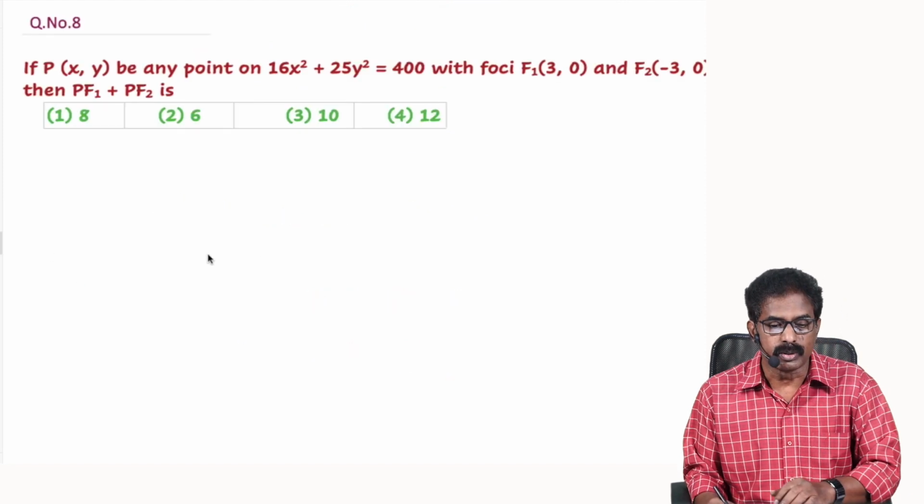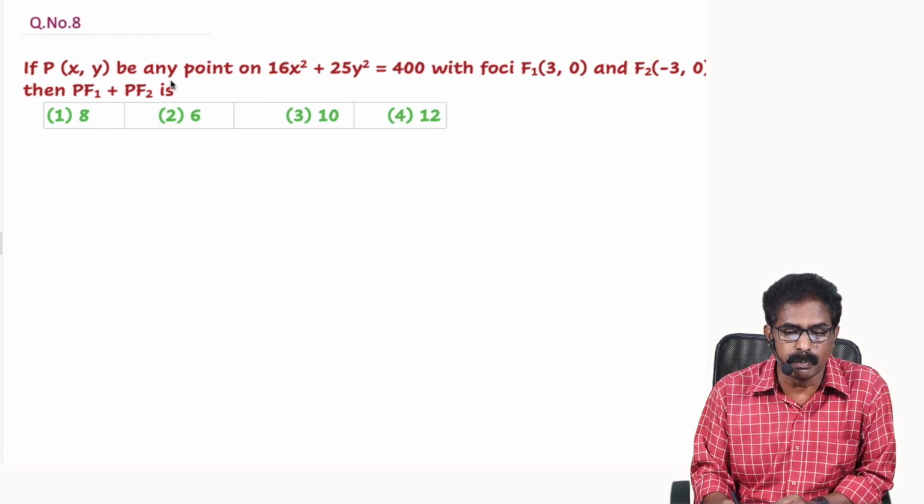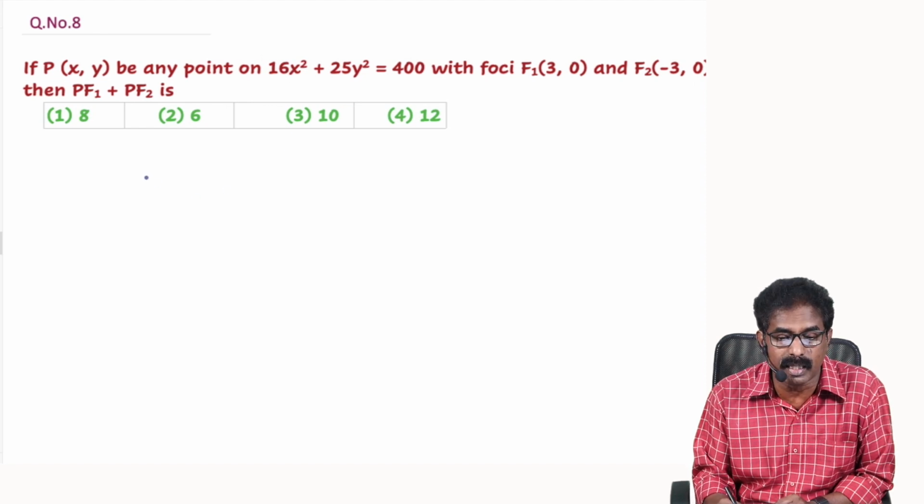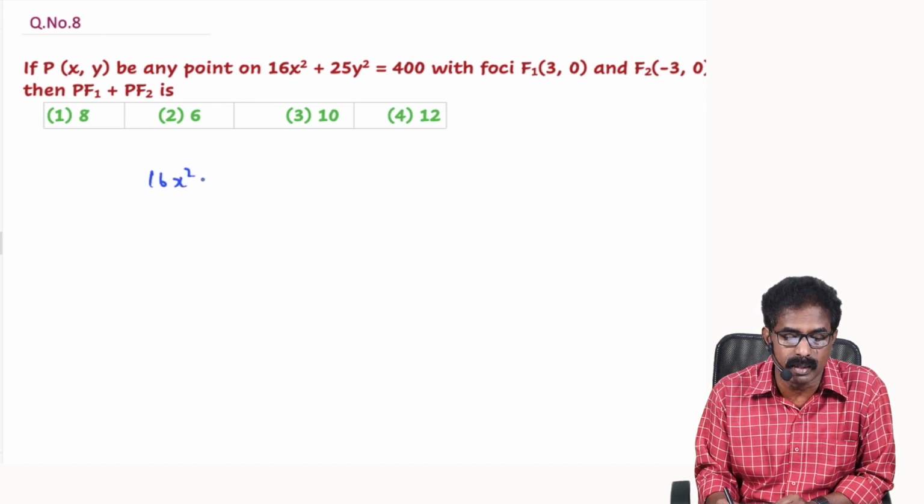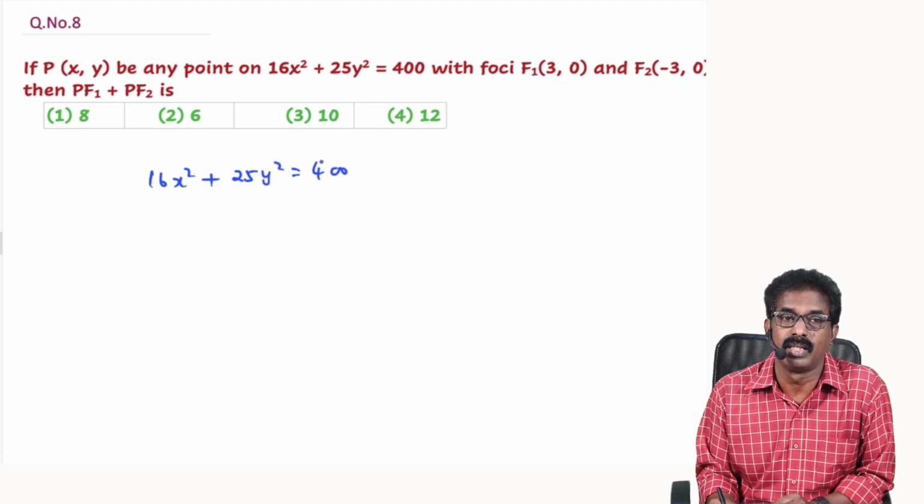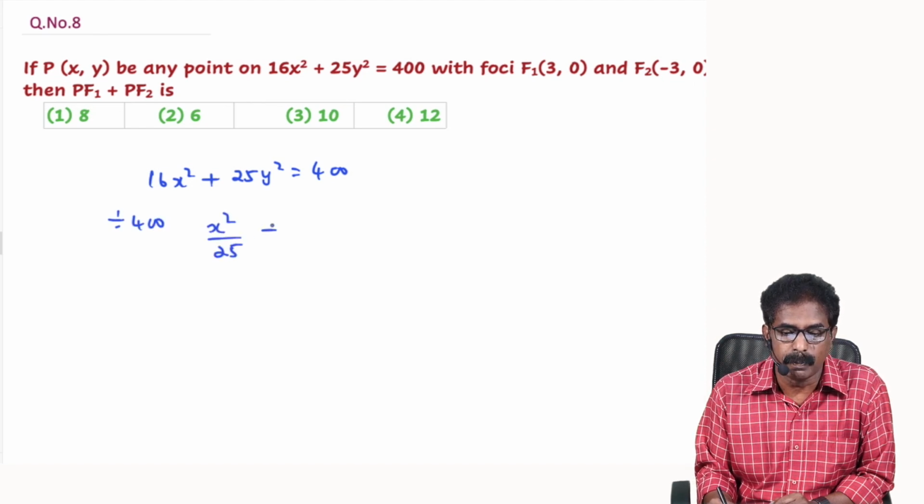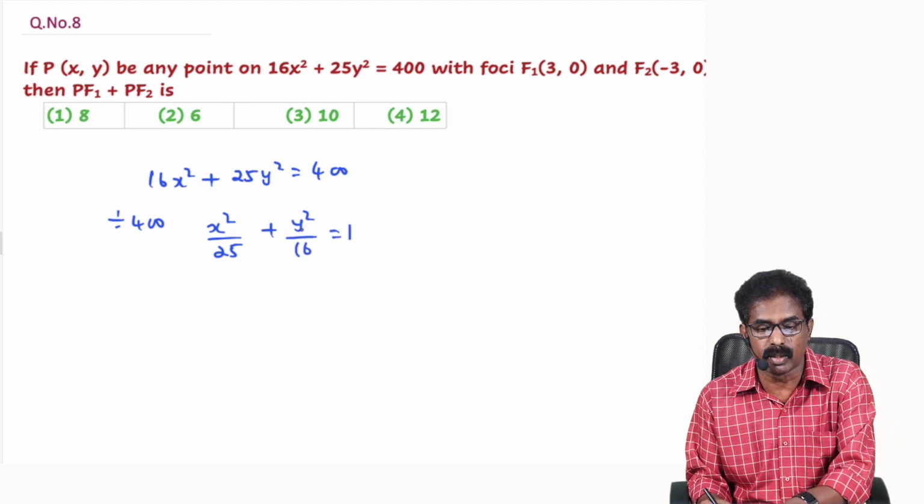Now we see the 8th question. P is the point (x, y), any point on this ellipse. P is a point on the ellipse. Given ellipse is 16x square plus 25y square equal to 400. Divide by 400, so what do you get? Dividing by 400, x square by 25 plus y square by 16 is equal to 1. So you know the a square, b square values.